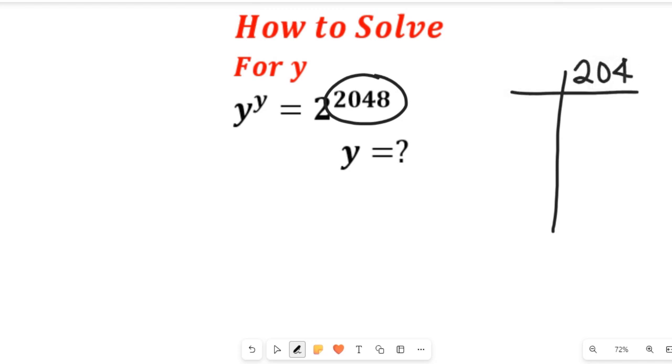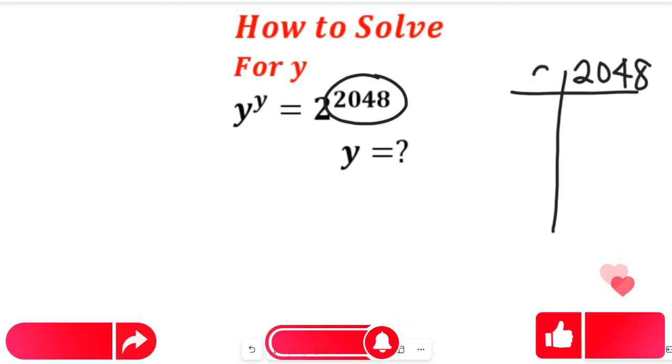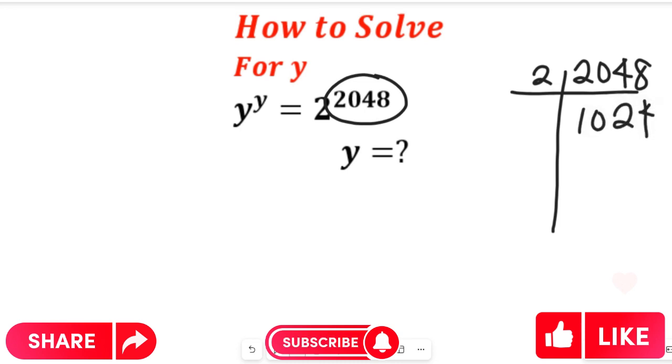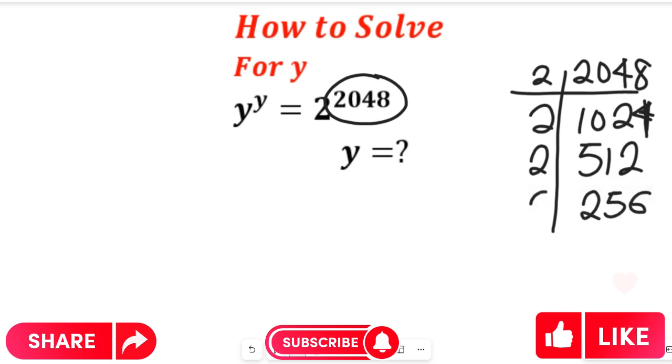We'll have our 2048. What are the factors of 2048? 2 will divide 2048 to give us 1024, and 2 will give us 512, and 2 will give us 256. If 2 can still divide this, we are going to have 128. Now let's stop there. 2 will still continue until we get the minimum value.